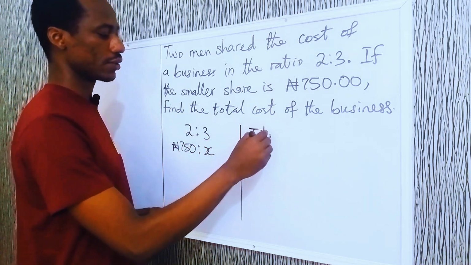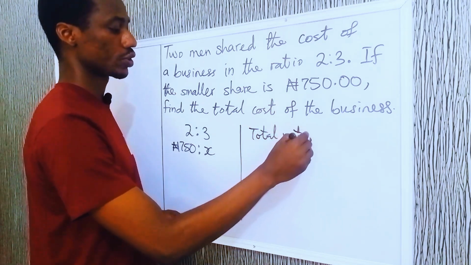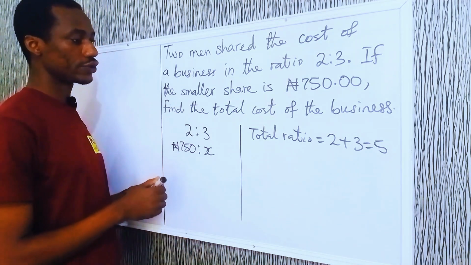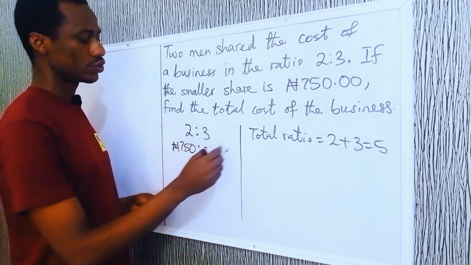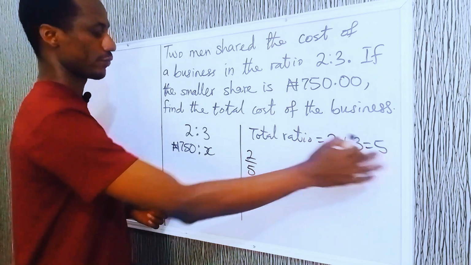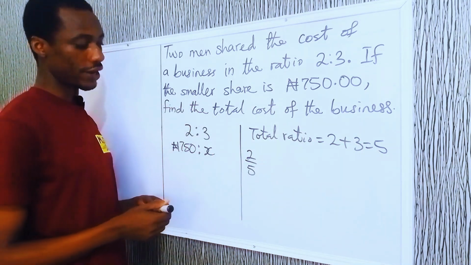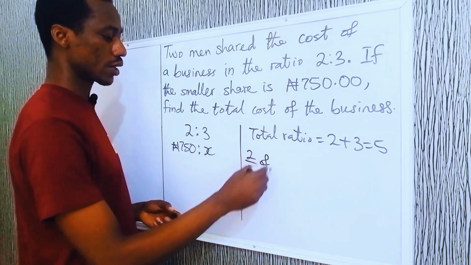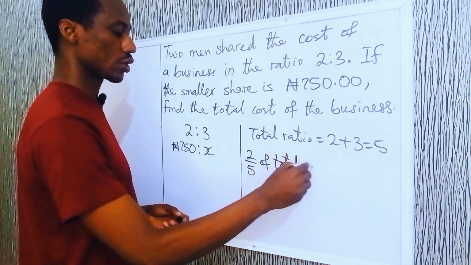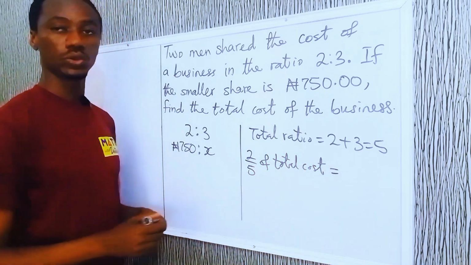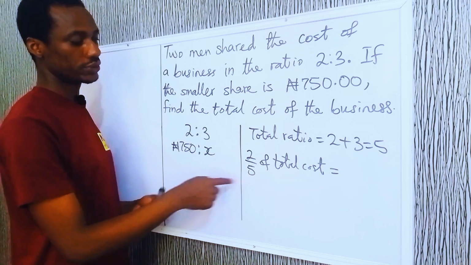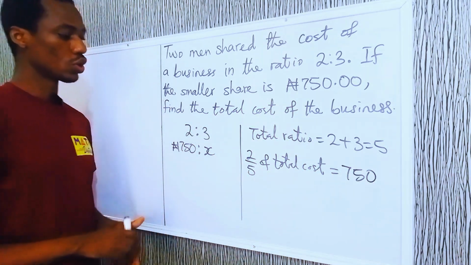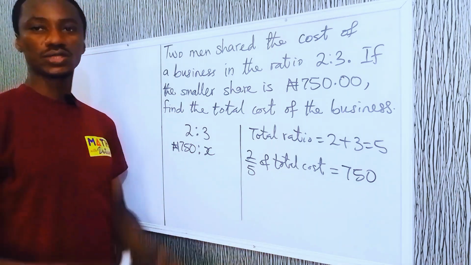So let me just write that out. The total ratio will be 2 plus 3, which is 5. So the fraction of the smaller share is 2/5, while this other one will be 3/5. Now, this is 2/5 of the total cost. We already know that the smaller one is 750 naira. So let's just write 750. So 2/5 of the total cost is 750.